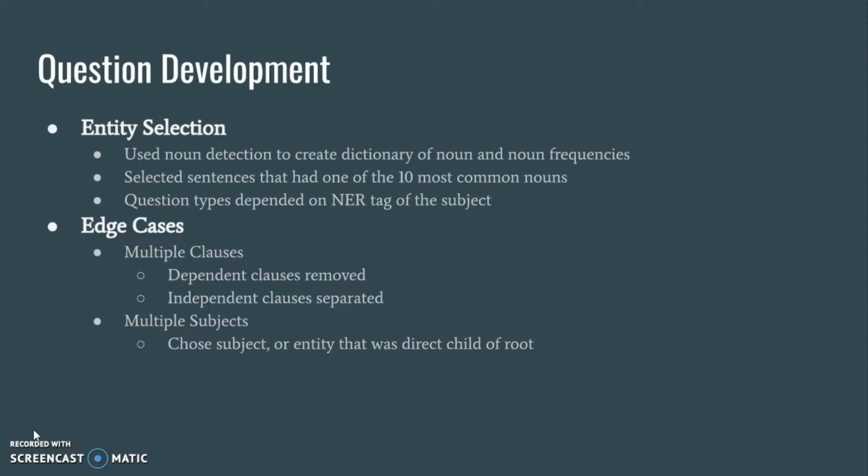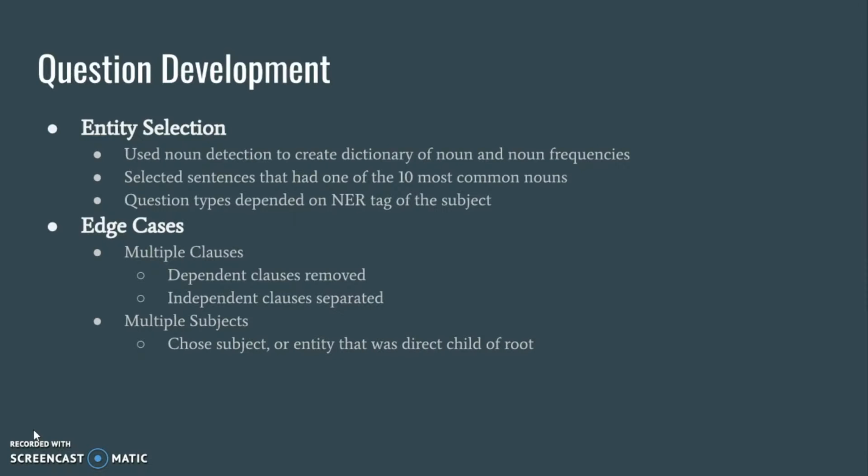A couple of edge cases we had to consider when selecting the subject were sentences that had multiple clauses or multiple subjects or multiple entities. So for multiple clauses, we removed any of the dependent clauses, thinking that to be information that is useful, but would not directly pertain to the structure of the question. Next, we took independent clauses and separated them into separate parts to generate questions individually. If in these individual clauses there are still multiple subjects, say a list of individuals or a list of locations, we would then choose the entity that was the subject of the question.